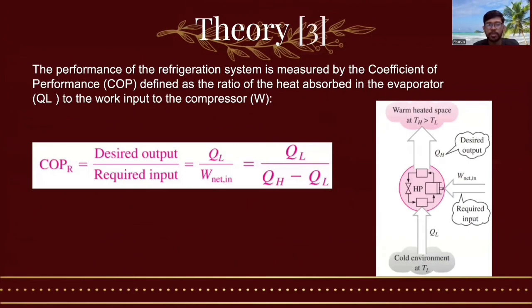The performance of the refrigeration system is measured by the coefficient of performance, COP, defined as the ratio of the heat absorbed in the evaporator, which is QL, to the work input to the compressor, which is W. We can find the COP for a refrigerator using this formula: QL over W.